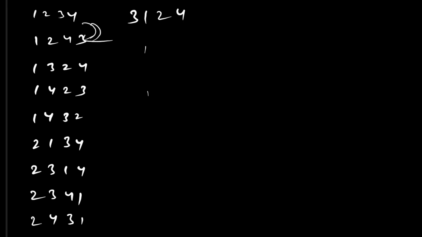So if we find the next permutation for 1 2 3 4, it will be 1 2 4 3. How do we make sure of that? Are there any changes we can see in all these permutations? We can see that we have swapped the 3 and 4 in this case, so now it becomes 1 2 4 3.